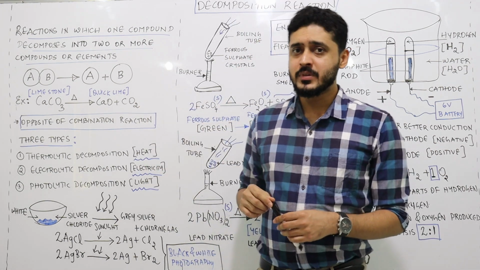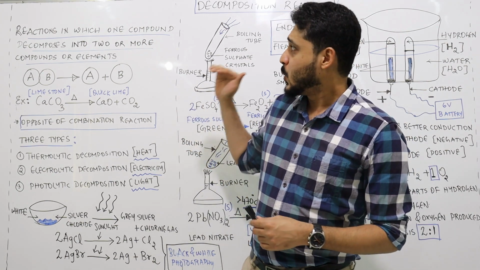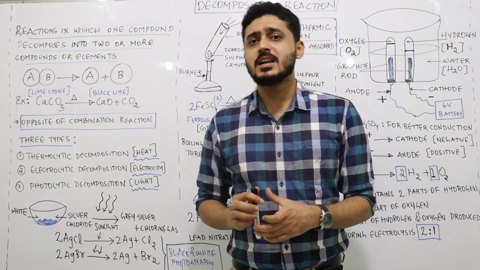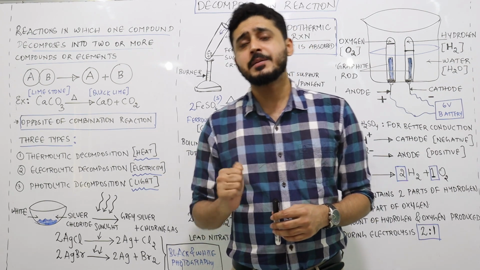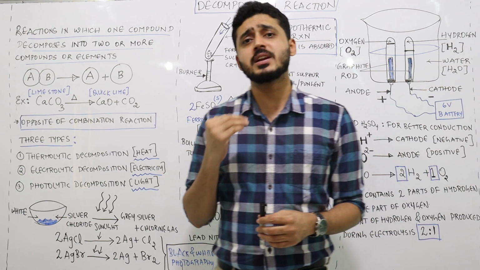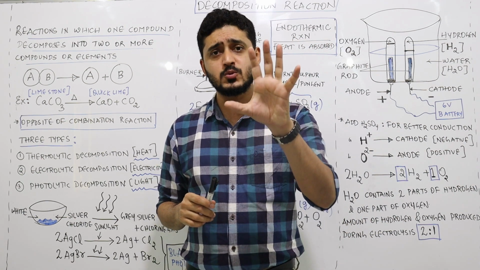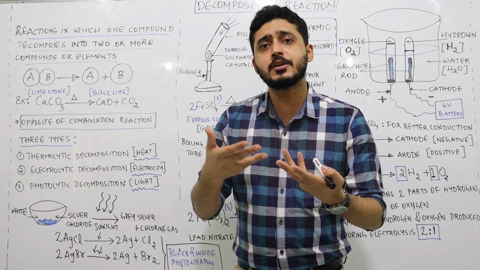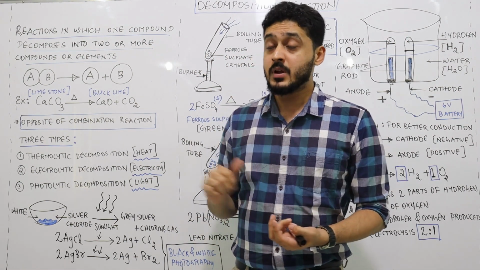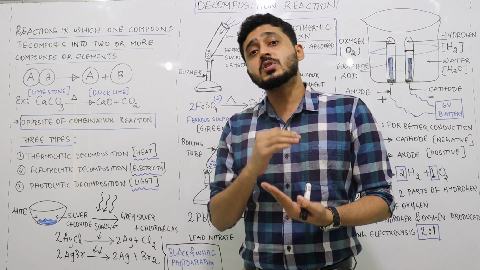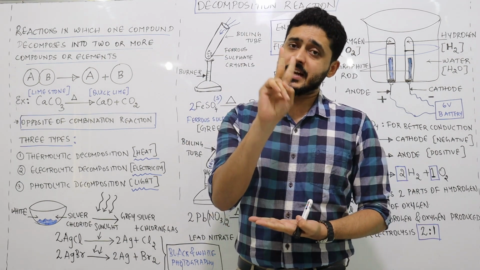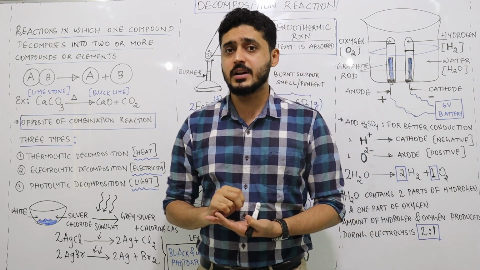So let's start. In today's class, we'll be learning about decomposition reaction. In the last class, we had already seen what a combination reaction is. A combination reaction is one in which 2 or more reactants combine to form a single product. But a decomposition reaction is the complete opposite of a combination reaction. The second type of reaction is the decomposition reaction.